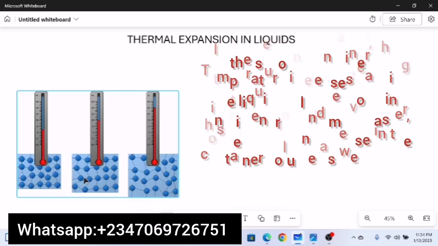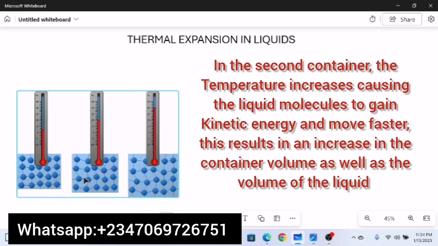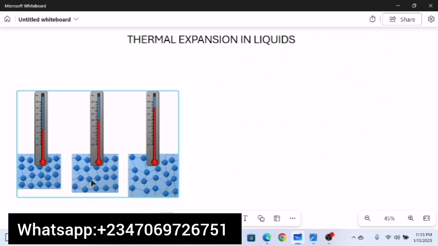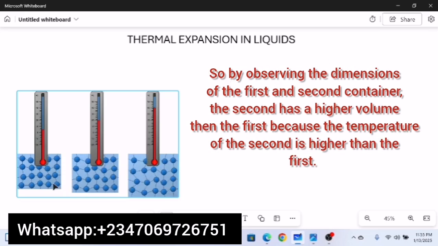But when the temperature increases, as can be seen in the second image, there is a rapid movement of the molecules of the liquid, because at this point, due to the increase in temperature, the molecules of liquid increase in kinetic energy. And since they increase in kinetic energy, the container also increases, being subjected to heat. The container also increases in volume. So you observe the volume of the first container and the second one, they are quite different. The second container is quite larger in volume compared to the first container.